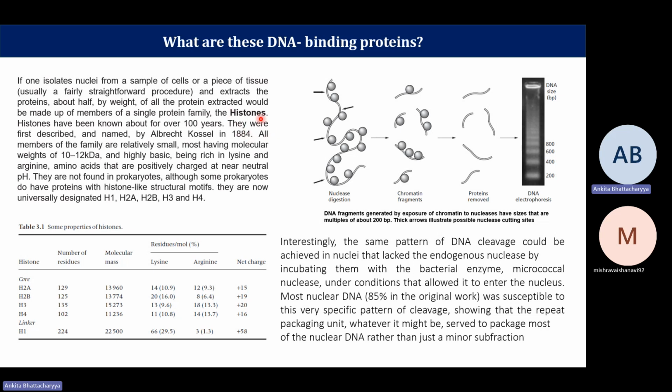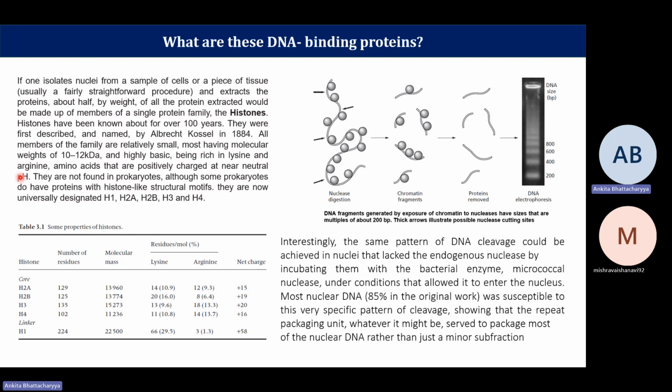These are the DNA binding proteins which are actually executing the job that we have been discussing all this time. So histones have been known for over 100 years. They were first described and named by Albrecht Kossel in 1884, and all the members are usually quite small, which on one hand is a little confusing because they're such tiny proteins. How are they doing their job? They're only 10 to 12 kilodaltons.